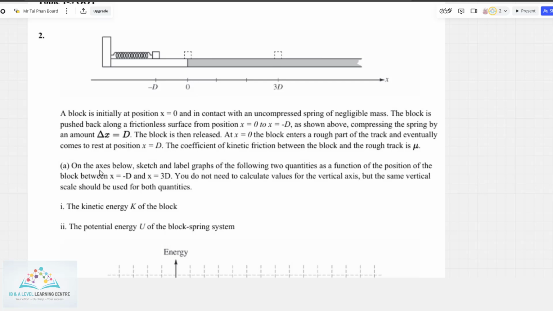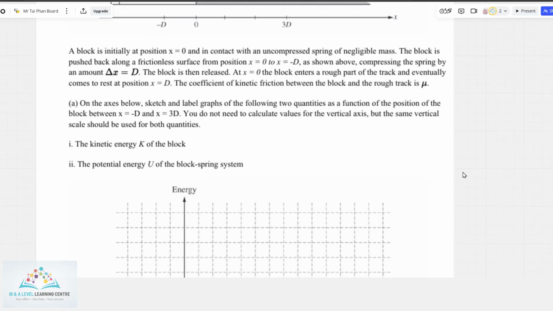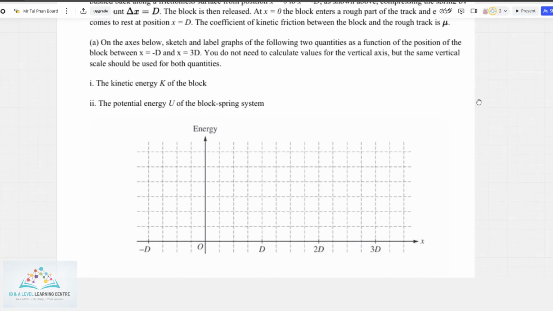On the axis below, sketch and label the graph of the following two quantities as a function of position of the block between minus d and 3d. You do not need to calculate values for the vertical axis, but the same vertical scale should be used for both quantities: kinetic energy and potential energy of the block-spring system.